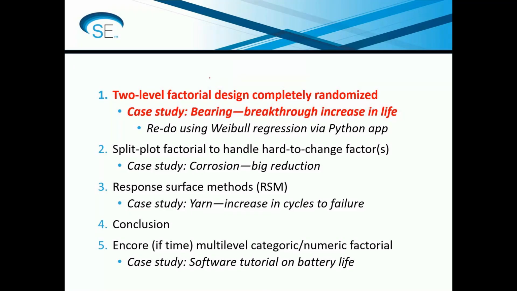So here's the agenda. To begin with, we'll talk about the most basic fundamental type of DOE, which is a two-level factorial. And I have a case study, which is classic, and I use it all the time to promote multifactor testing, on a bearing life. But it just happens to fit in nicely to the reliability aspect. And then we have a redo on this coming up using this Python app.